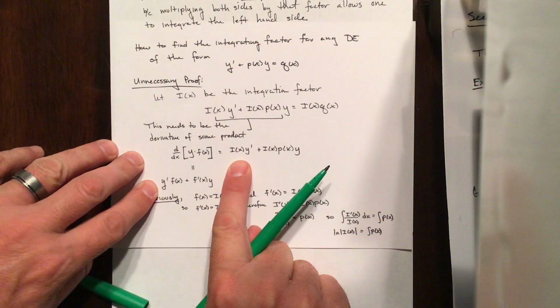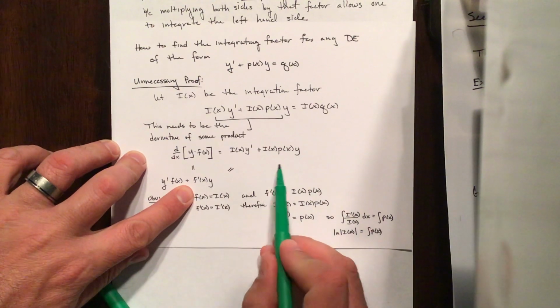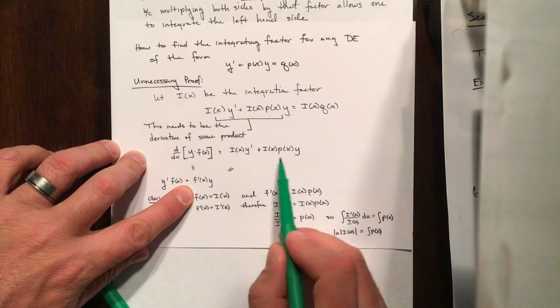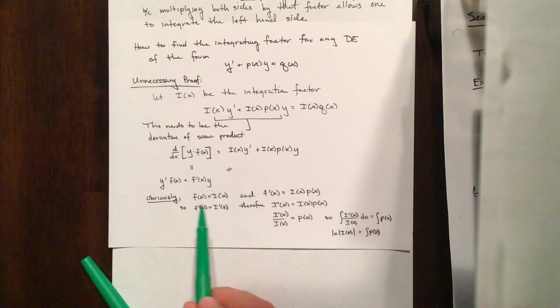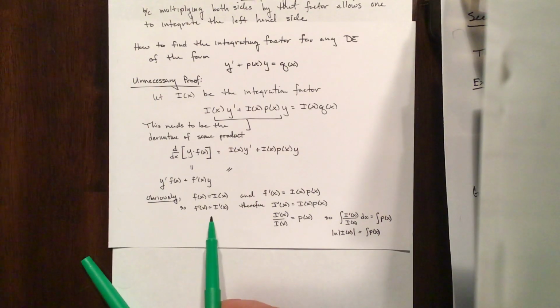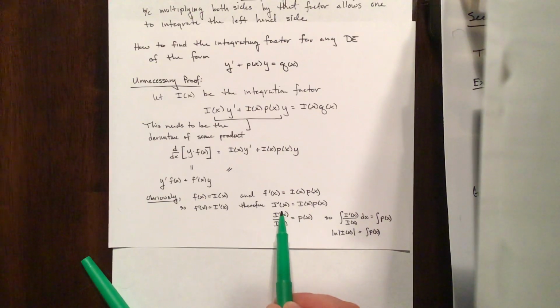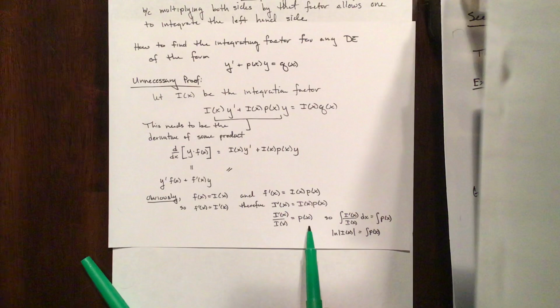So what does that tell you? I of x and f of x are the same. It also tells you that f prime of x is the same as I of x times p of x, because they are the thing that's multiplying by y. So if I take the equation f of x equals I of x and take the derivative of both sides, you get f prime of x is I prime of x, but you know that f prime of x is I of x times p of x, so that means I of x p of x is the same as I prime. Okay, and if you were to divide both sides by I of x, you get I prime over I is equal to p of x.